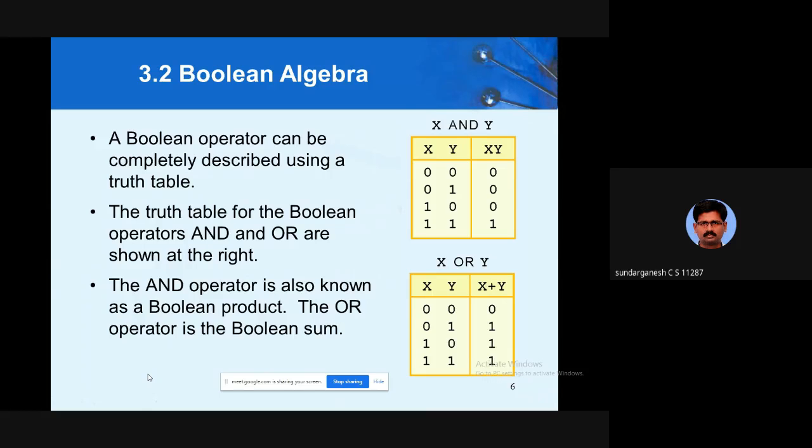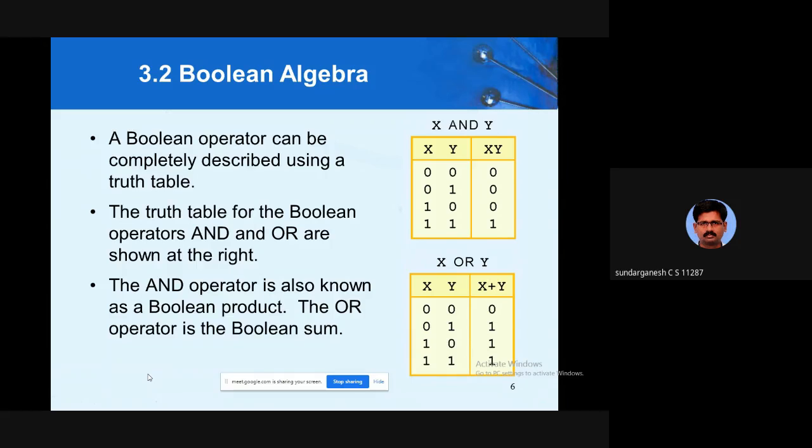So what is a truth table? It is a table, and it has two parts: one is input, another is output. Here x and y are inputs, x one input, y another input. Output is only one, x into y, which we are calling xy. So this is the truth table.